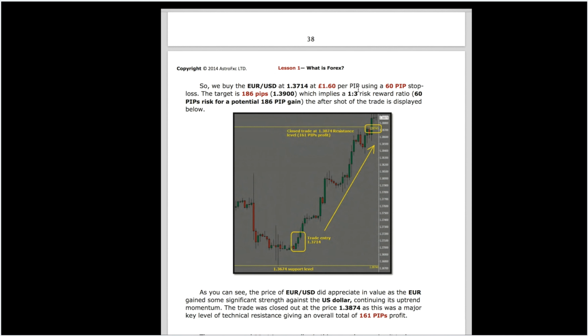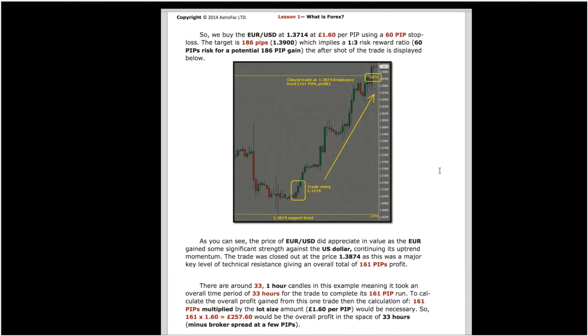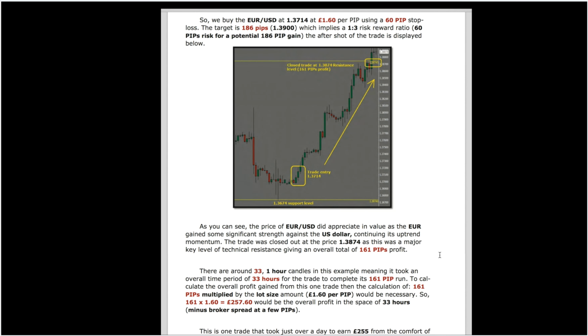So we bought the Euro USD, £1.60 per pip, 60 pips stop, target is 186 pips. 1 to 3 risk reward, this is the aftershock. As you can see, Euro USD did appreciate in value, so the euro gained strength against the US dollar. And in this case, we bagged 161 pips because we had an area of resistance above. Now, there's various reasons as to why we can take profits early. If you're happy, there may be news coming out.